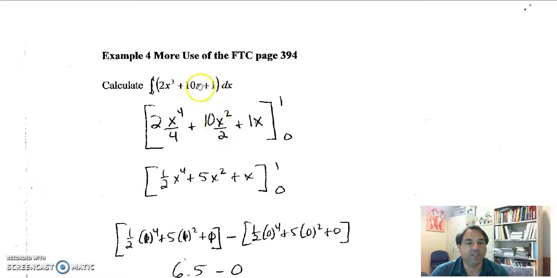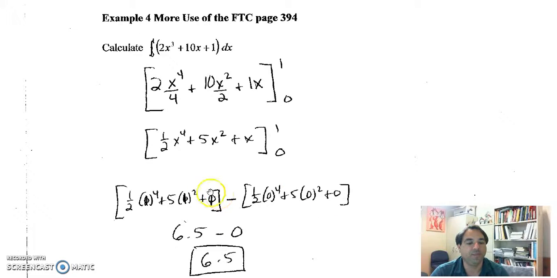Plus, leave the 10 in front, the integral of x would be x squared over 2, plus the integral of 1 would be 1x. Normally we put a plus c, but we know when we have numbers we're going to subtract, so we put it from 0 to 1. We plug in the 1 for x, minus plug in the 0. So everywhere there's an x, we plug in the 1 first.